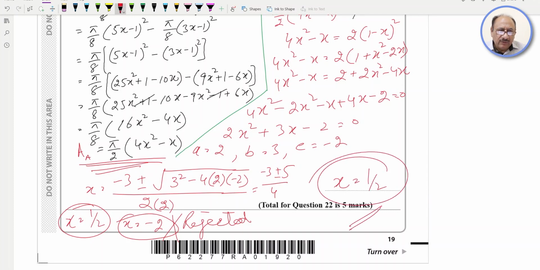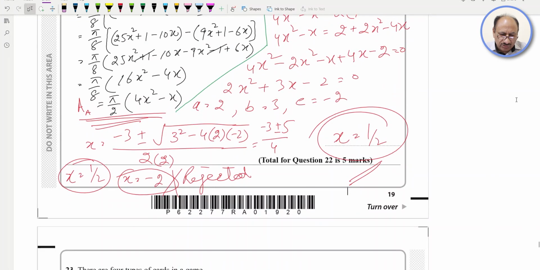This is 5 marks. A little tricky but interesting. Hopefully you understood and enjoyed this question also.